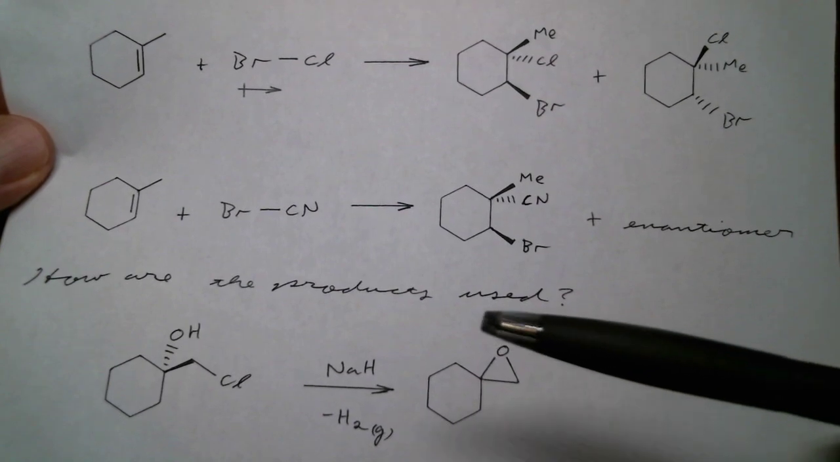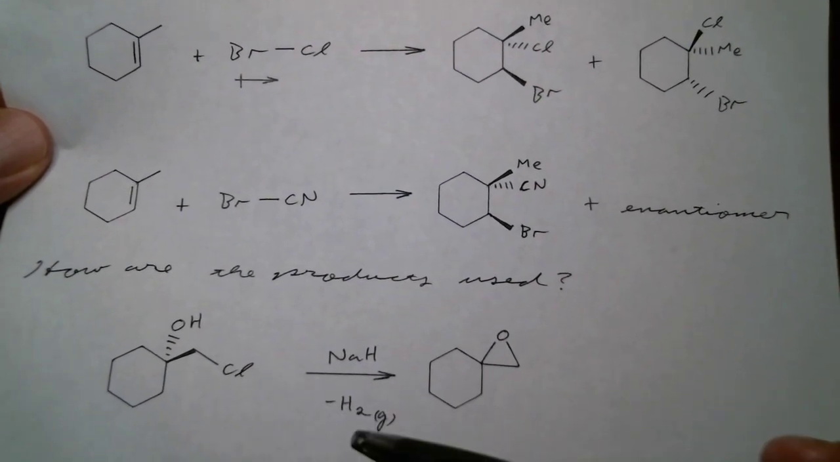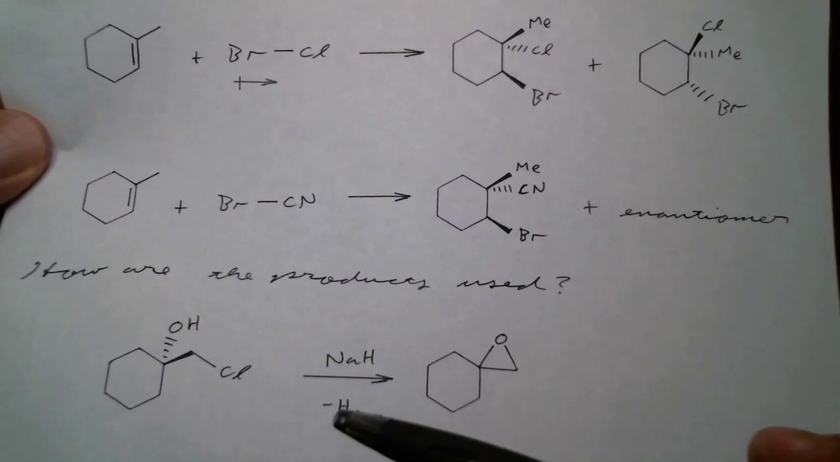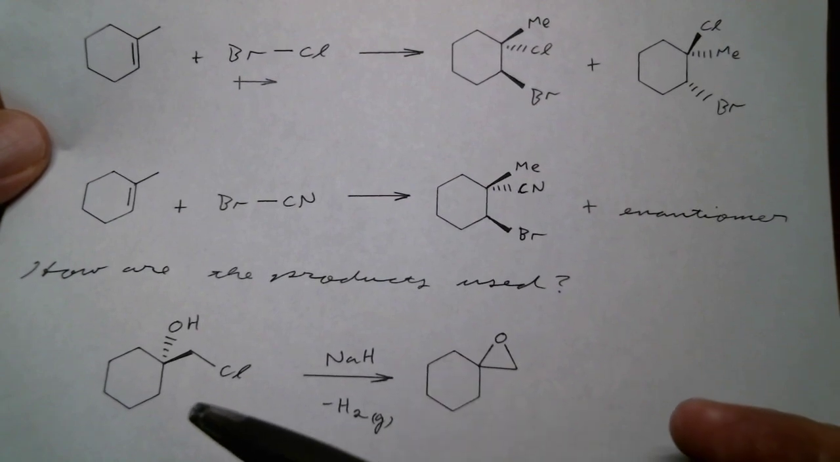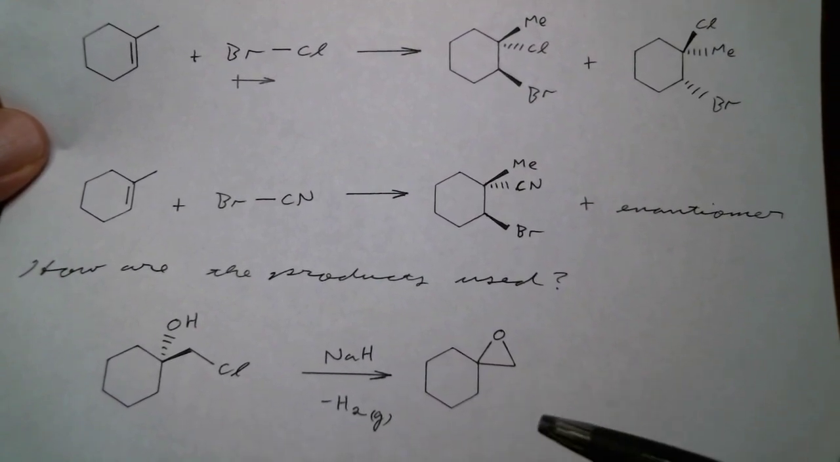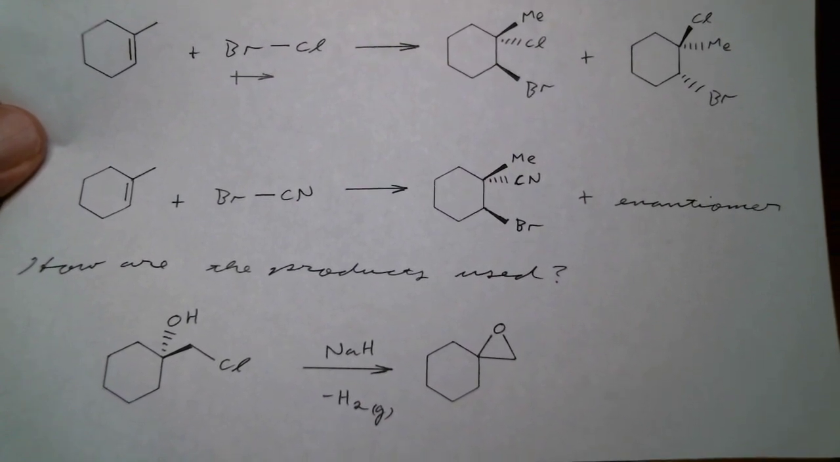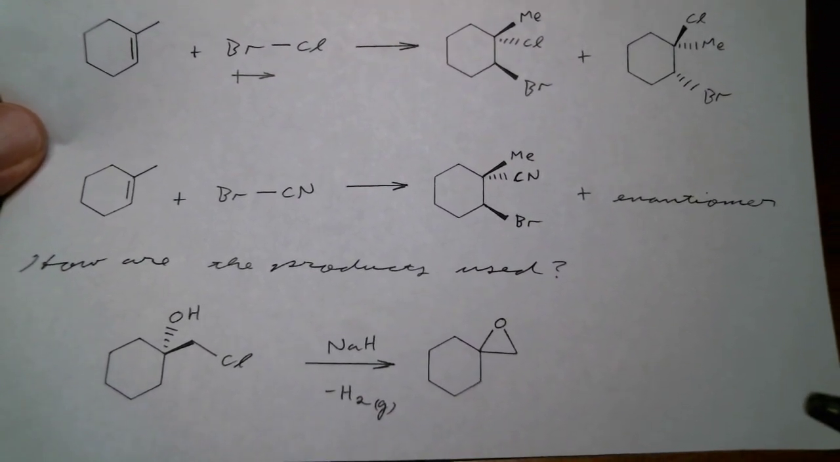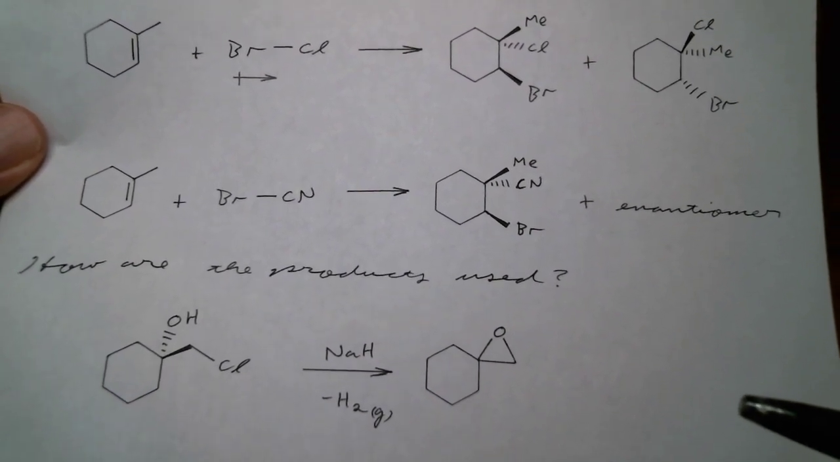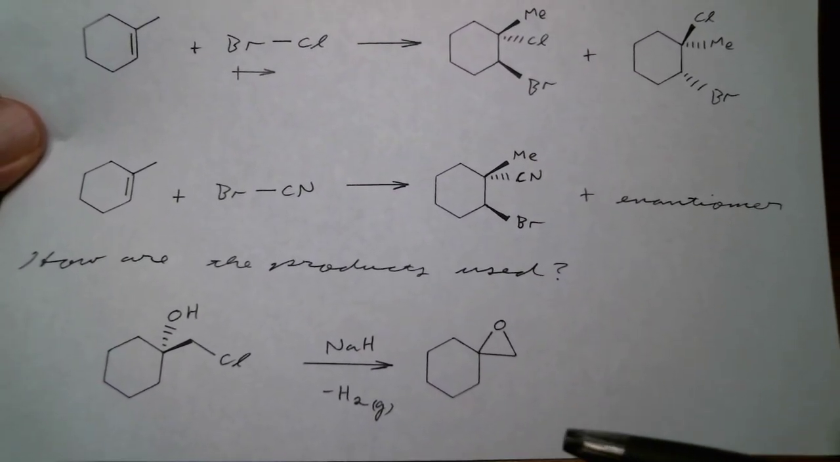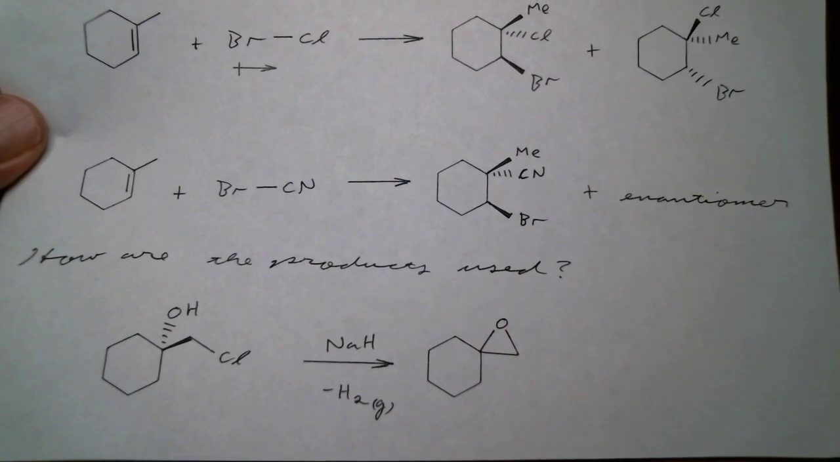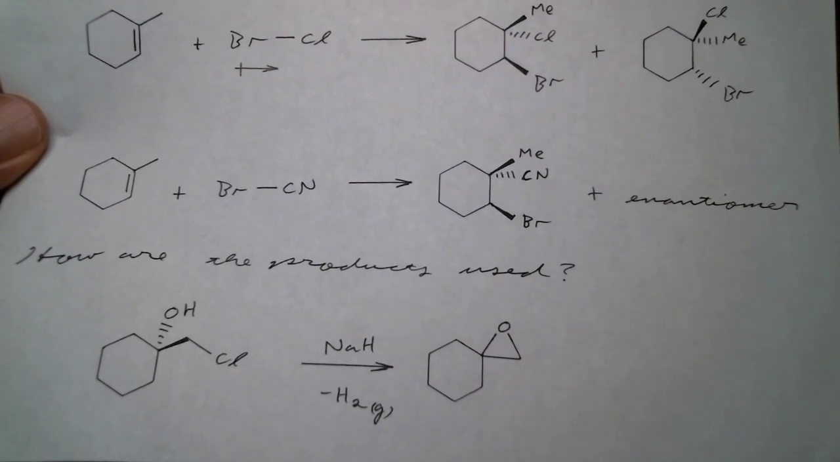How are these products used? Well, if you added sodium hydride to this molecule, you could form an epoxide. We've seen several uses for epoxides as synthons. Definitely, you could use them to form carbon-carbon bonds with Grignards. So there are uses for the products of these reactions.